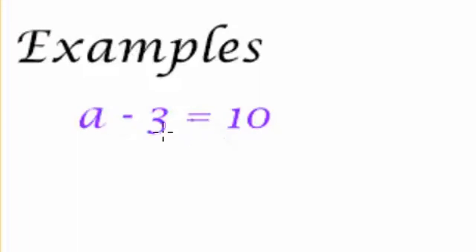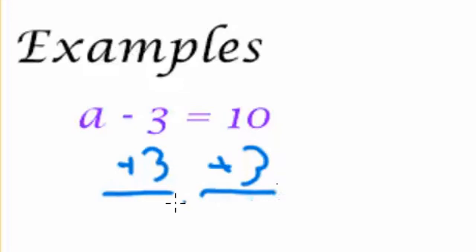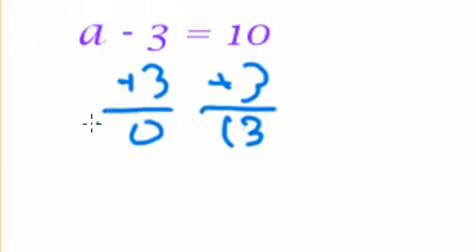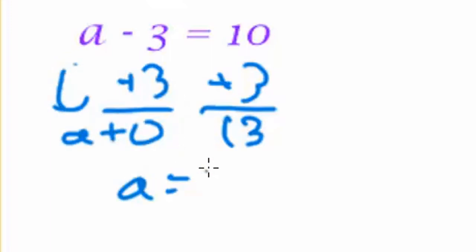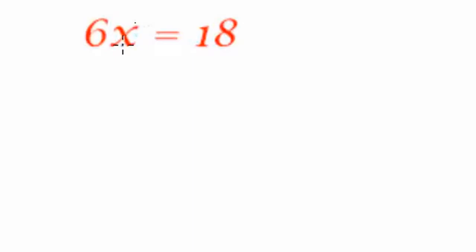a minus 3 equals 10. To get rid of a minus 3, I'm going to add 3, and of course I have to add 3 to the other side to maintain balance. Well, minus 3 plus 3 will give me 0, and a positive 10 plus 3 will give me 13. I'll drop the a down. a plus 0 will end up being equal to 13, so a equals 13 since I do not need to consider the 0.